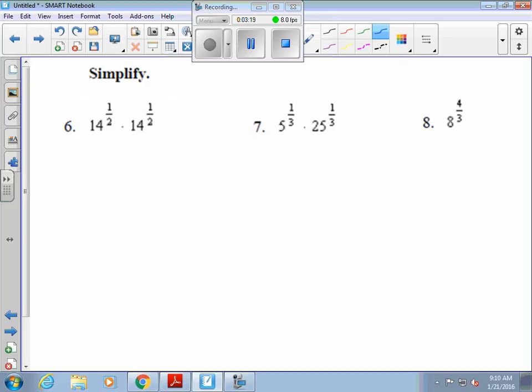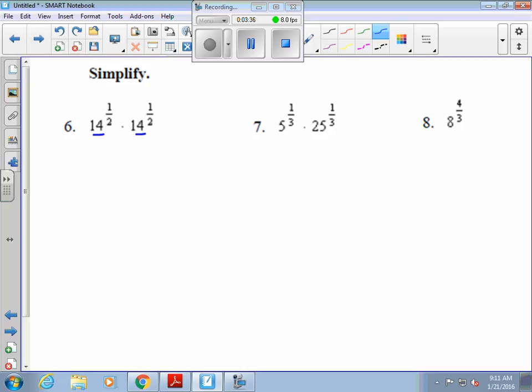From 6 on, though, the rest of it will stay the same, and this is all stuff we can handle. 6 says 14 to the 1/2 times 14 to the 1/2. Anytime you have the same base, 14, you can add the exponents. Or if you look at like number 7, they have the same exponent, so you multiply the bases.